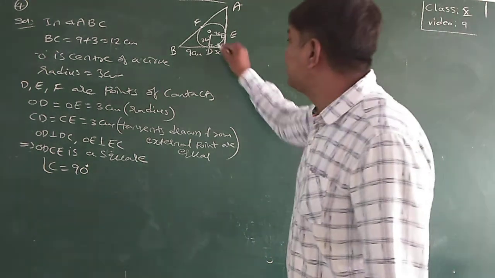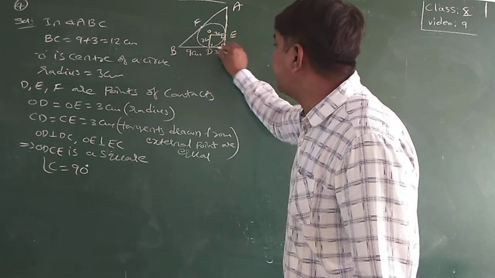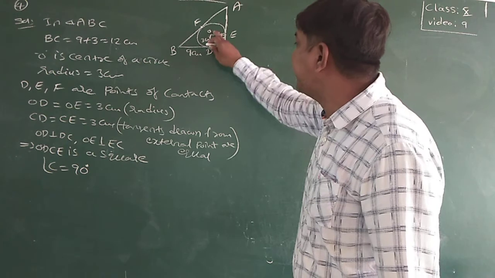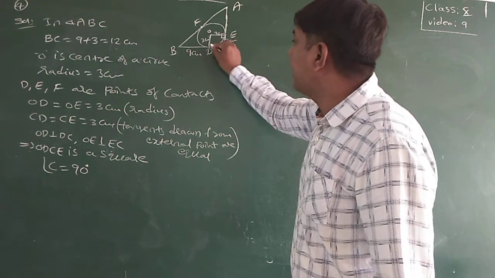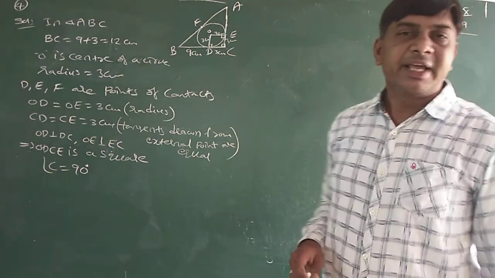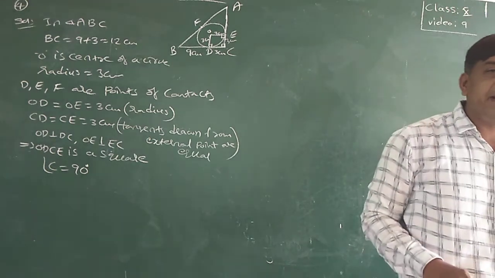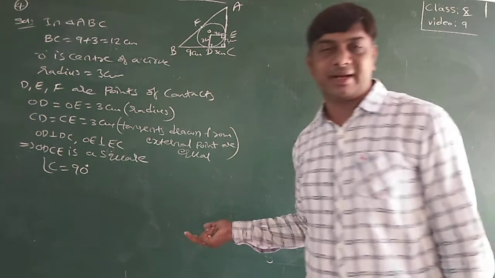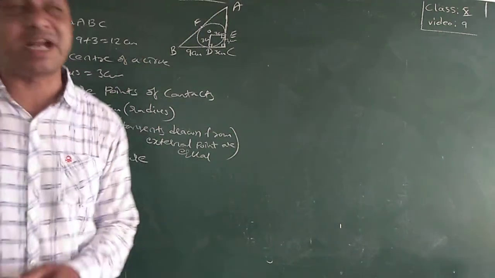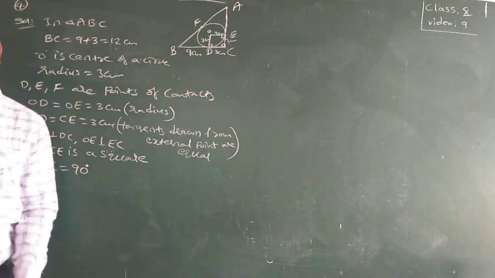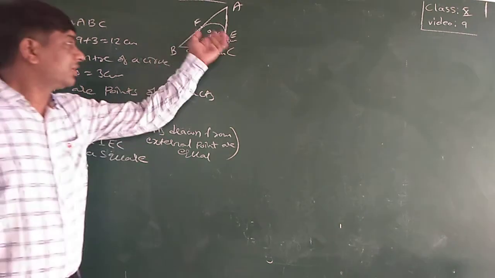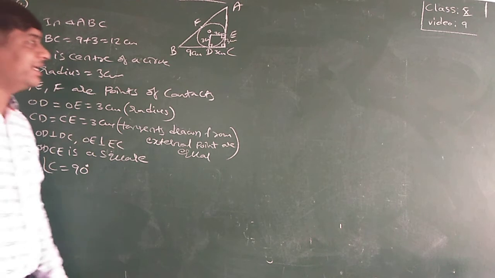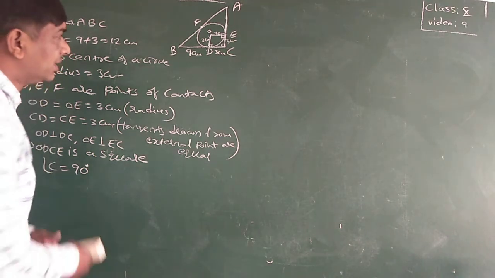Now ODCE is a quadrilateral. In this quadrilateral, all sides are equal, and angle D is 90 degrees. If all sides of a quadrilateral are equal and one of the angles is 90 degrees, then it is a square, not a rhombus. All sides equal means rhombus, but one angle is 90 degrees also, no? So this is a square. Angle C is equal to 90 degrees.